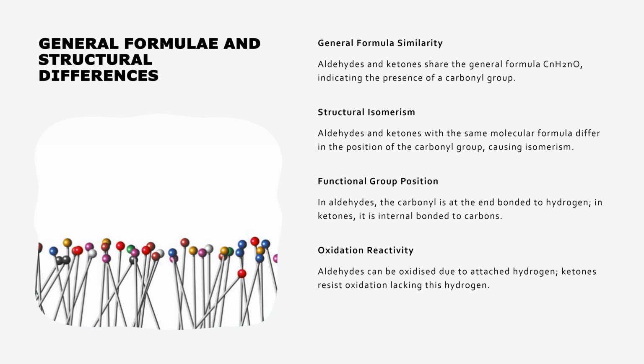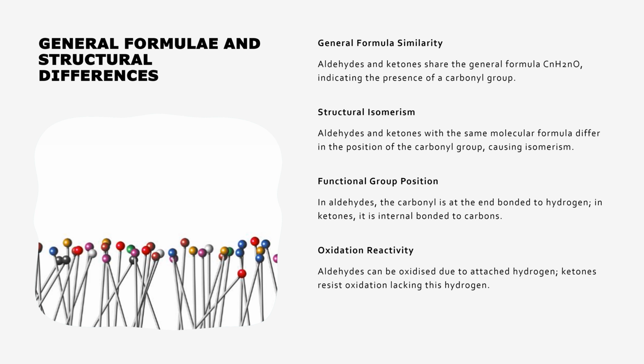In aldehydes, the carbonyl carbon is always at the end of the carbon chain and bonded to at least one hydrogen atom, giving the functional group CHO. In ketones, the carbonyl carbon is bonded to two carbon atoms and is located within the carbon chain, forming the CO group. This difference has major consequences for chemical reactivity, especially oxidation.